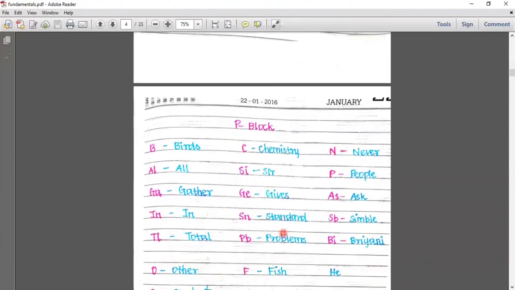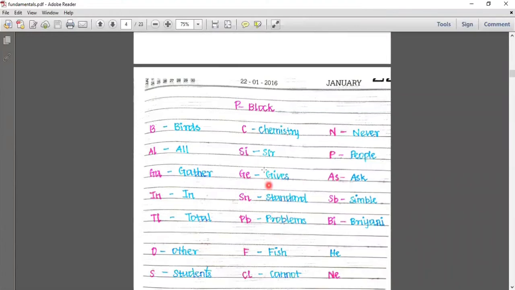And P block elements, if you want, you can copy this down also and memorize it. Birds all gather in total. So that is the boron family: boron, aluminium, gallium, indium, thallium. Birds all gather in total. Then carbon family: chemistry sir gives standard problems. Carbon, silicon, germanium, tin, lead.